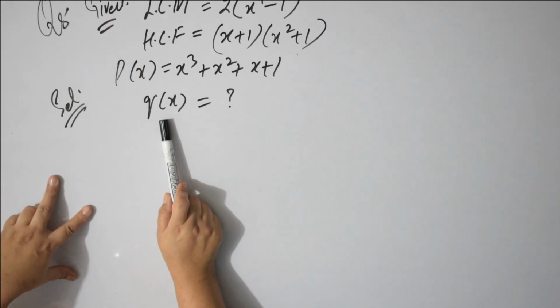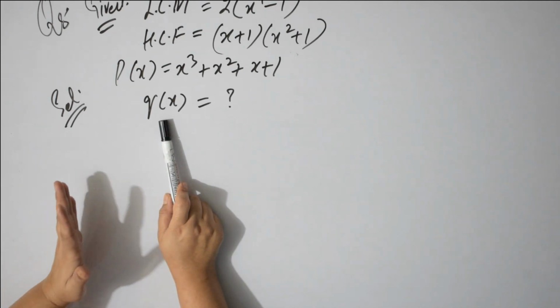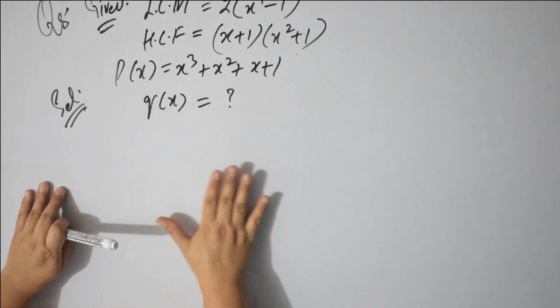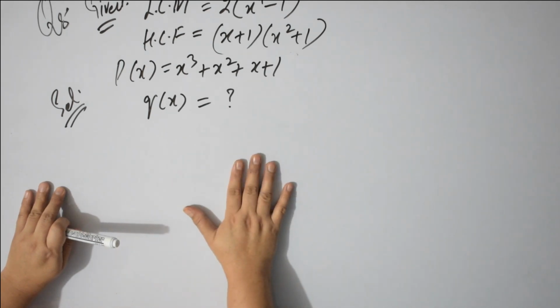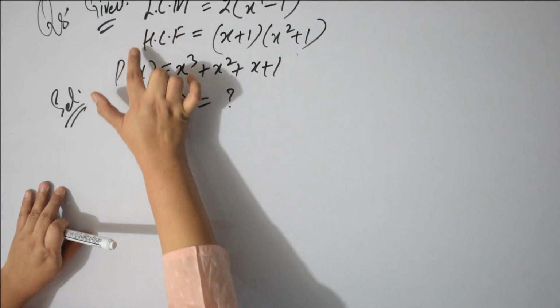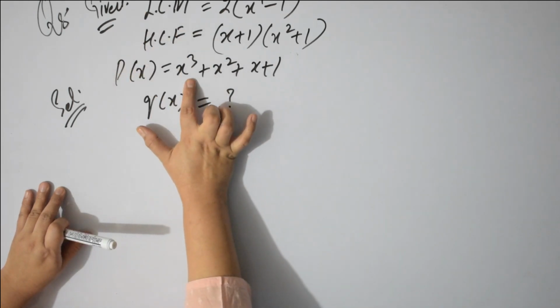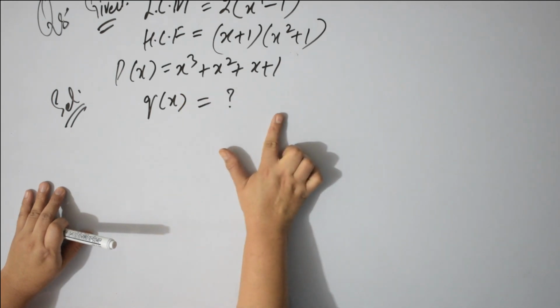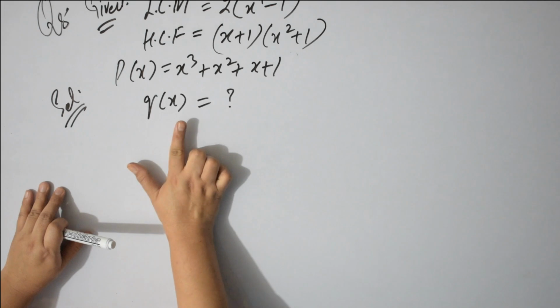When you have two algebraic expressions, then you can find LCM and HCF. With one algebraic expression or with one polynomial, you cannot find its HCF and LCM. Obviously, they have given you LCM and HCF. First factor is given, first algebraic expression is given, first polynomial is given, but second is unknown. Now your target is to find the unknown.